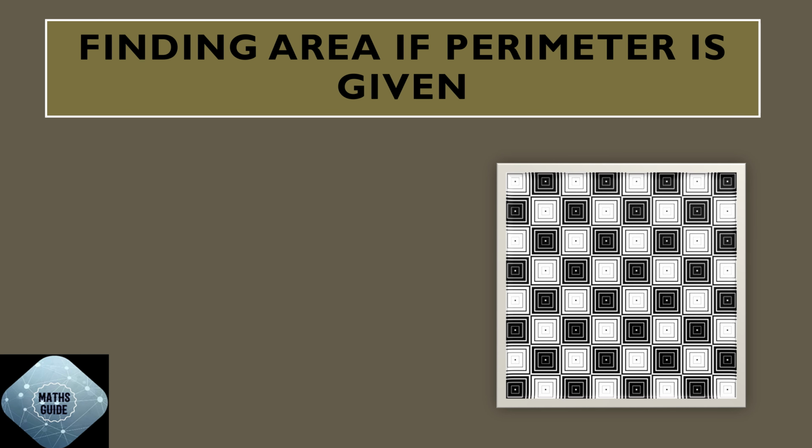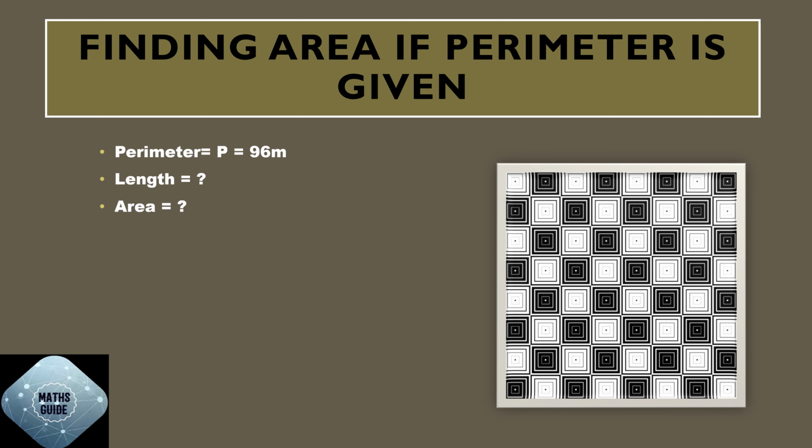Now a little tricky but a very simple question: how can we find the area of a square if the perimeter of a square is given? Suppose that the perimeter of this square is 96 meters and the length is not known. How can we find its area?